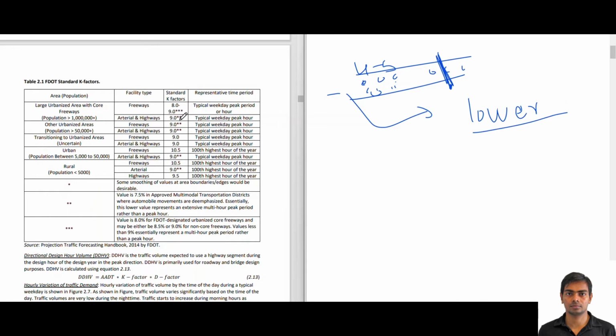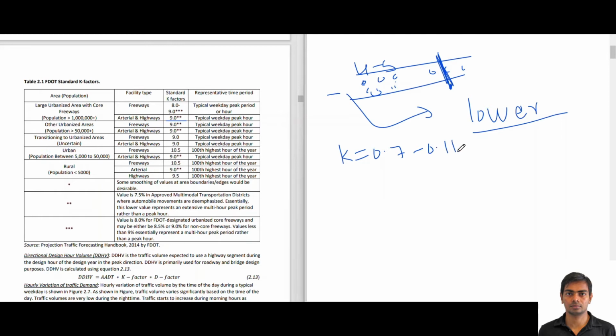So for arterial and highways it is 9, and for other urbanized areas for freeway it is 9. For most of them it is between 8 and 9, and for urban areas for freeway it is 10.5 here. So like I mentioned, the K factor usually lies between 0.7 and 0.11.